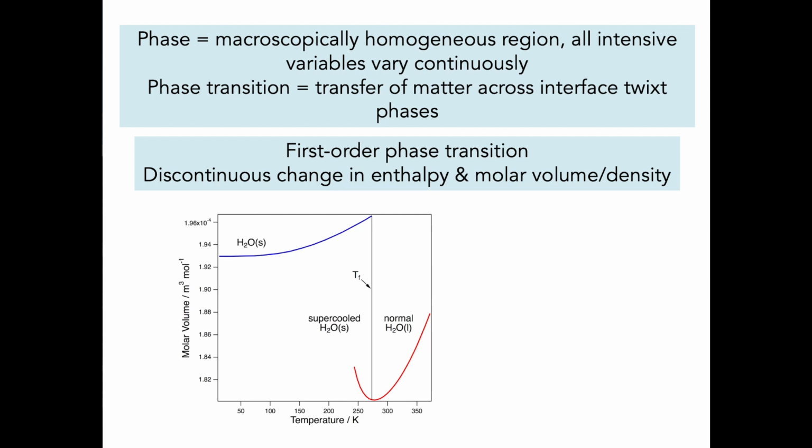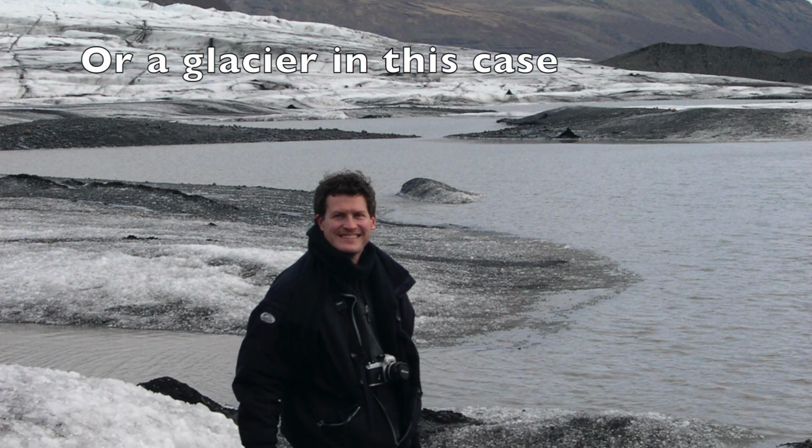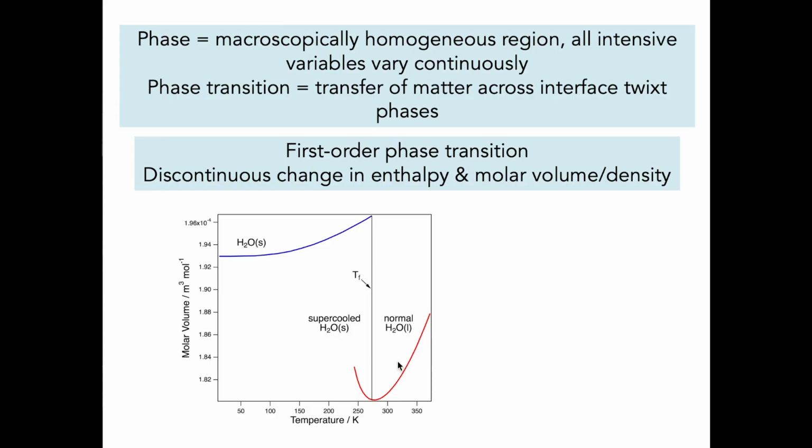In a first order phase transition, you have discontinuous changes in enthalpy and molar volume. For instance, when water is chilled, its density goes up and the liquid phase reaches a maximum at about 4 degrees C. And when water finally freezes, boom, the density actually decreases, right? The molar volume increases in the solid phase. Ice cubes float, right? Their density is less than that of water. But you can see how there's a discontinuous change between the molar volume of the liquid and the molar volume of the solid. That's a first order phase transition.